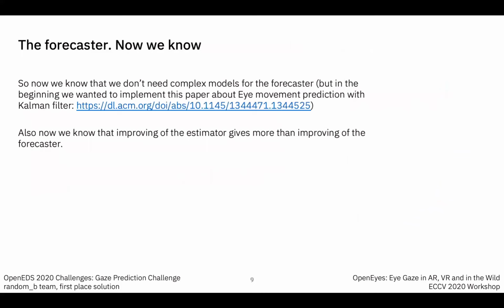So what do we know now? We know that we don't need complex models for the forecaster, but in the beginning of this competition we wanted to implement a paper about eye movement prediction with a Kalman filter. And we also know that improving the estimator gives more than improving the forecaster because of the test subset. And reducing the error of the estimator is better for static sequences than reducing the error of a forecaster.